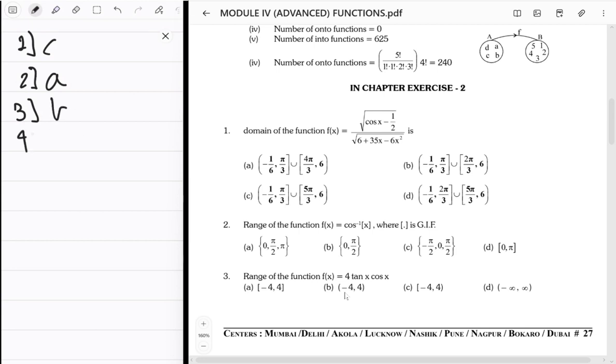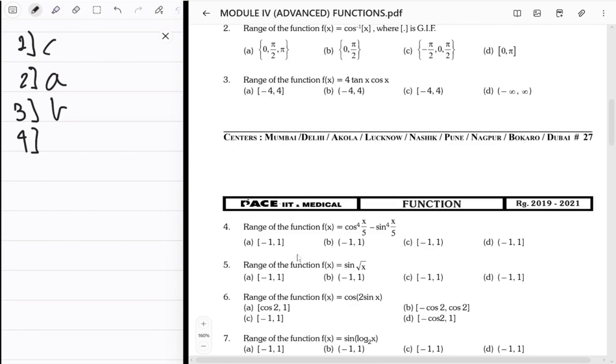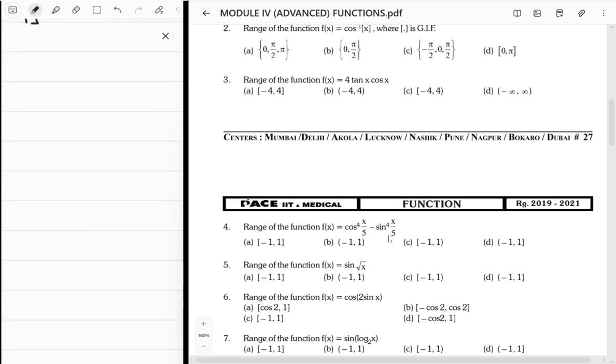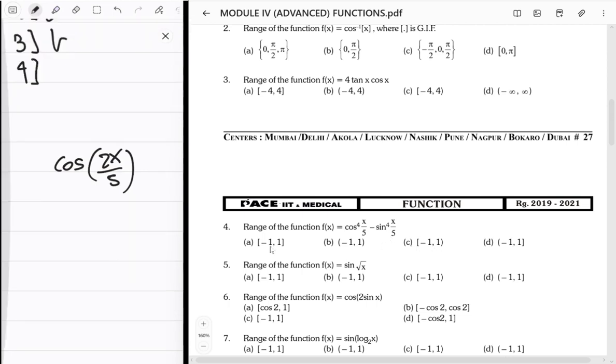Fourth, come on. Range of the function f(x) is equal to cosine power 4 of x/5 minus sine power 4 of x/5. Okay. Wait. So cosine power 4 minus sine power 4 is like c squared minus s squared times c squared plus s squared, which is just c squared minus s squared, which is basically cosine of 2 times the thing. So 2x/5, right? So the range of this function is clearly just negative 1 to 1 inclusive. And that is option A. Next question.